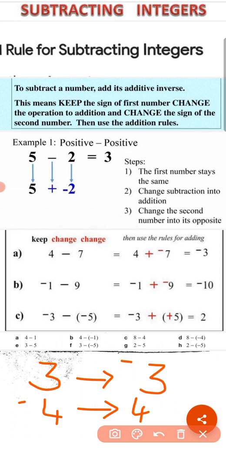Okay. Let me explain this. Rule for subtracting integers. That is, keep the sign of the first number. That is, the first number stays the same. The second step is change subtraction into addition.